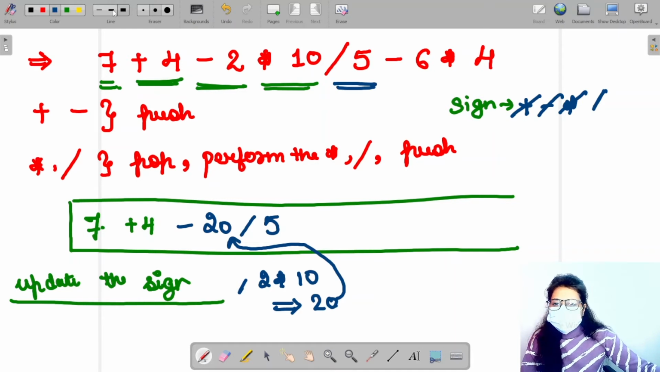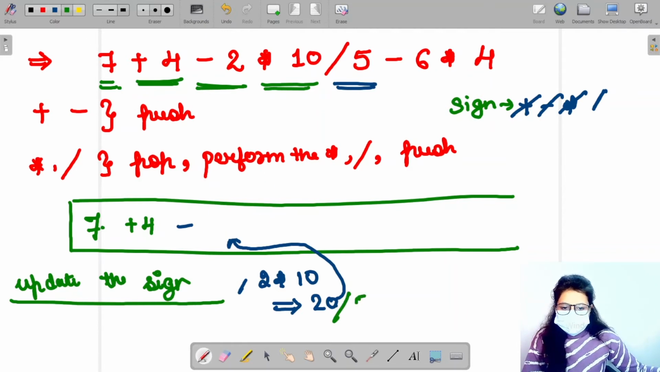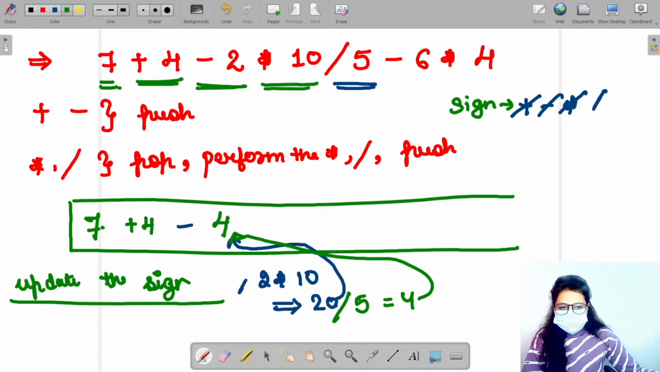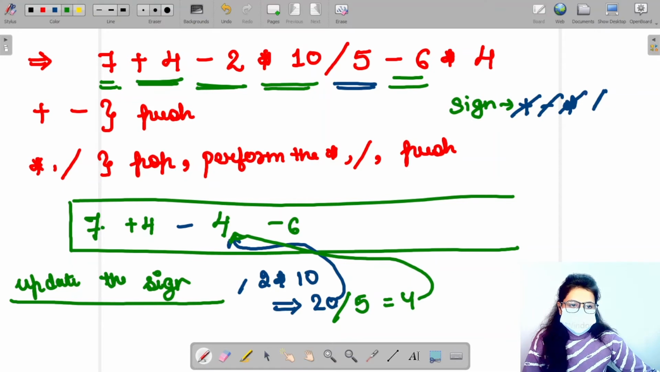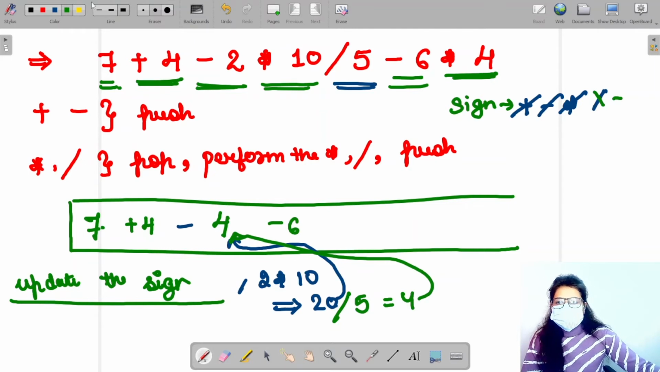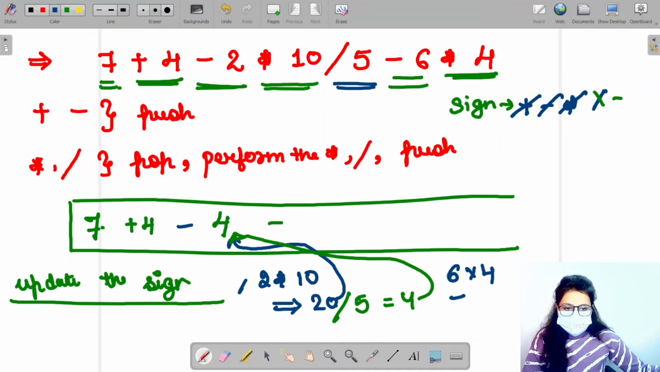Now what will we have? Just pop 20 out again and divide it by 5. So we'll have 4. Push it back to the stack. Then minus 6 came. Update the sign. Then we have multiply by 4. Pop this 6 out. Multiply it by 4. 6 into 4, we have 24, right? So we'll have 24 here.